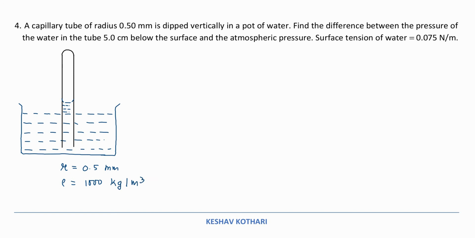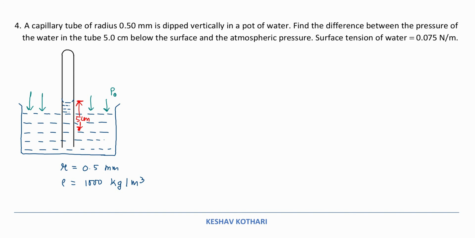Find the difference between the pressure of water in the tube 5 centimeter below the surface. So what we need to do is write the difference between the water level from here, 5 centimeter below this surface, that is below this particular surface. We need to write the pressure. So over here the atmospheric pressure is acting, so the problem is asking: find the difference between the pressure of water in the tube 5 centimeter below the surface and the atmospheric pressure.